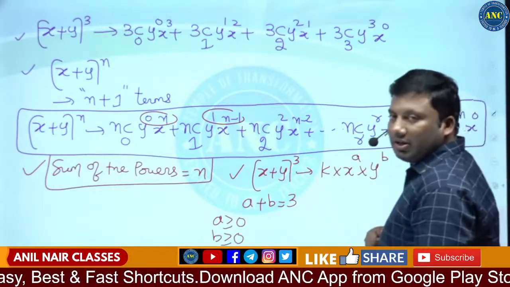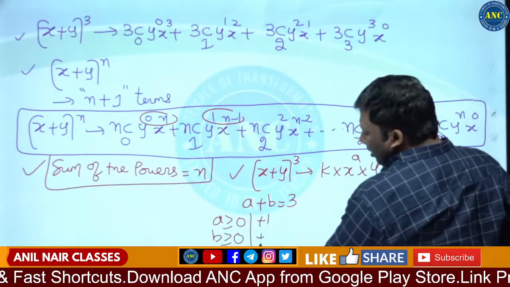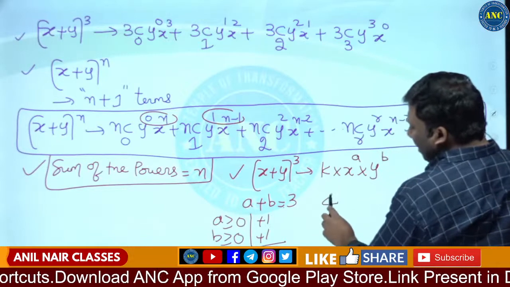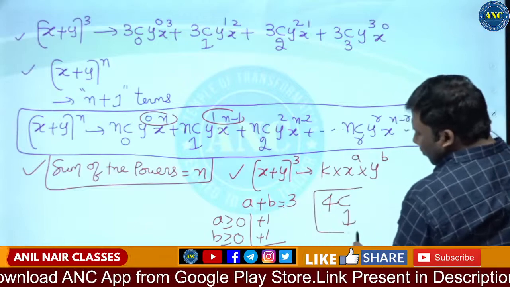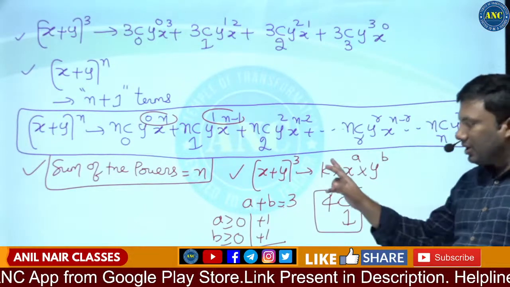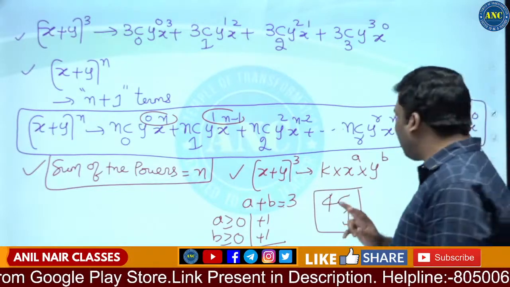How to determine the positive integral solution? Add 1, add 1. 3 plus 2, 5. If 5 balls are there in a number line, how many gaps are there? 4. Select any one, 4C1. How many terms are there? It is 4C1. This is a very, very important concept.